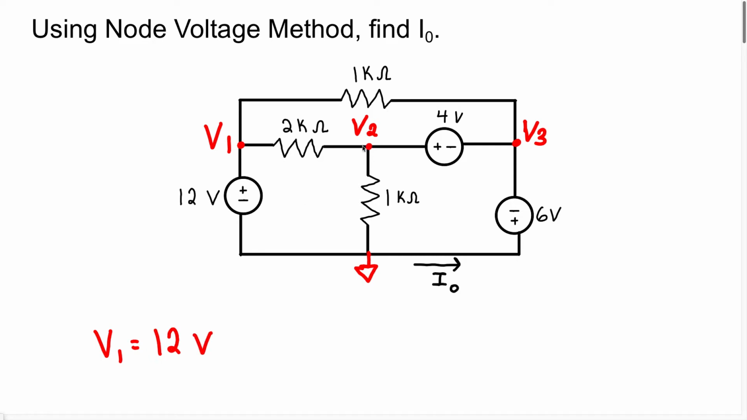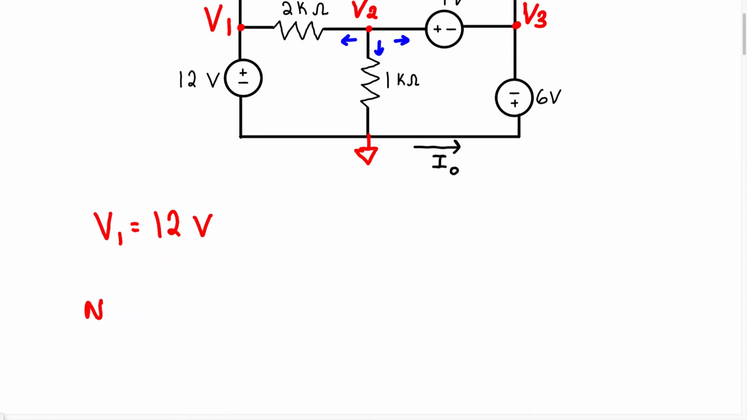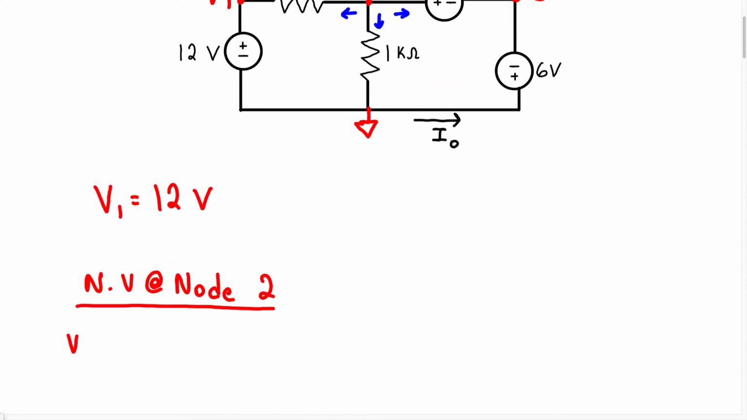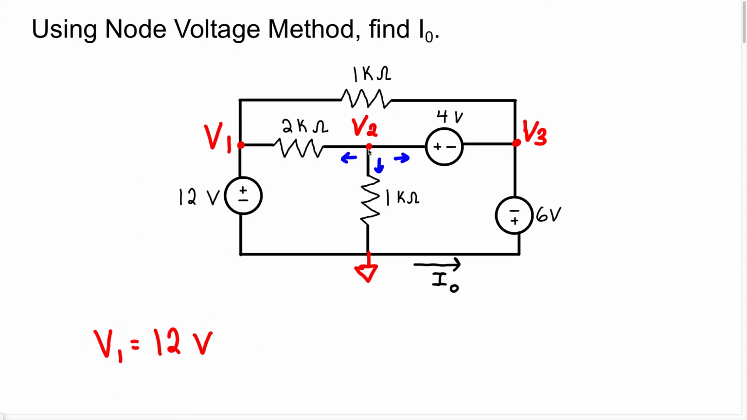Now let's look at the voltage at node 2. Well, we know this is node 2. So we're going to assume the current is leaving this node, so the current is going to go this way, and this way. When we start to write this out, we can say node voltage at node 2. We're going to have V2 minus V1 divided by 2000, plus we have V2 over 1000, plus we have the current going in this way.